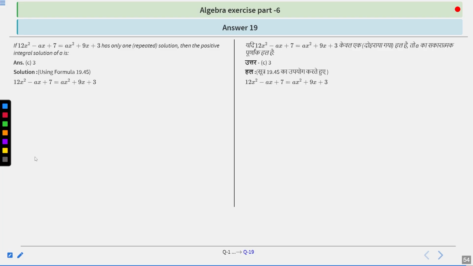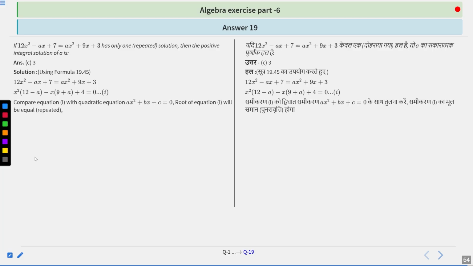The equation given to us was 12x square minus ax plus 7 is equal to ax square plus 9x plus 3. Taking x square common, we get 12 minus a, and taking x common, we get minus 9 plus a, plus 4 equal to 0. That is our equation number 1. So comparing equation 1 with the quadratic equation, that is ax square plus bx plus c equal to 0, the roots of equation 1 will be equal, repeated, if b square equals 4ac, that we know.